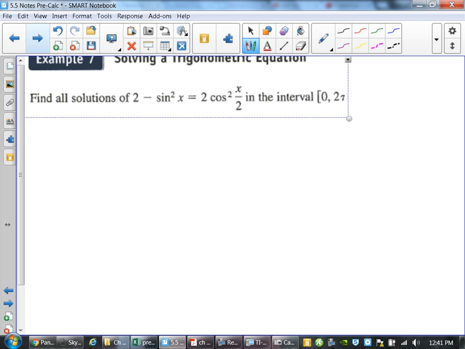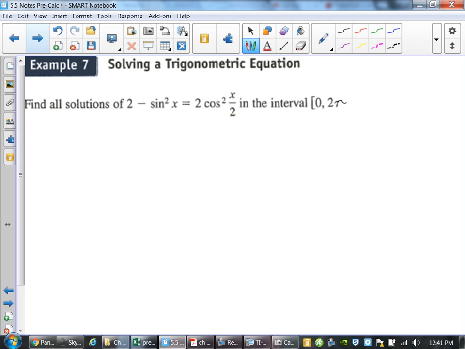Well, cut that off. We're going to solve an equation on the interval 0 to 2 pi. When you see interval, it just means you're going to give all the possible angles. You don't have to worry about tacking anything on in the end. So we're going to find all solutions of 2 minus sine squared x equals 2 cosine squared of x over 2.